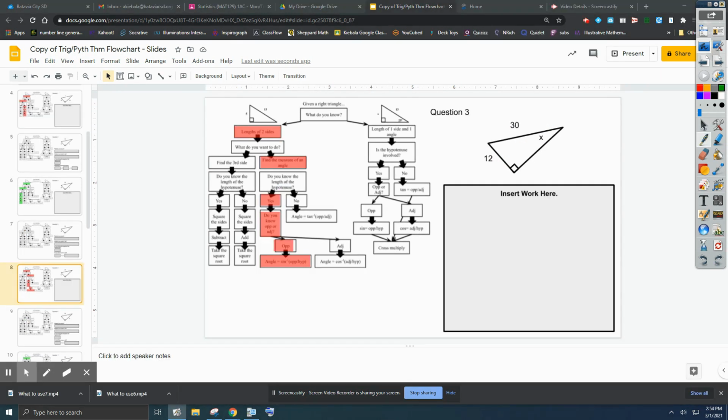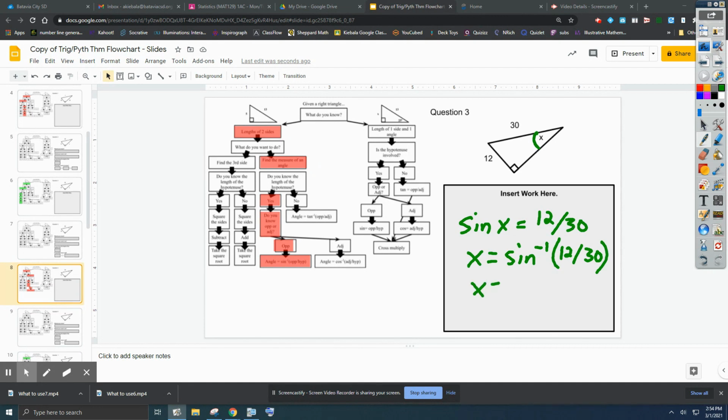All right, so we've got the length of two sides. We're going to find this angle X. We know the hypotenuse is 30. We know the opposite is 12. So we could write the sine of X is equal to 12 over 30. And because we want to find the angle X, we can write the inverse of sine of 12 over 30.